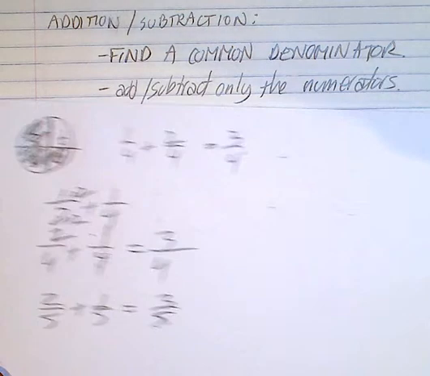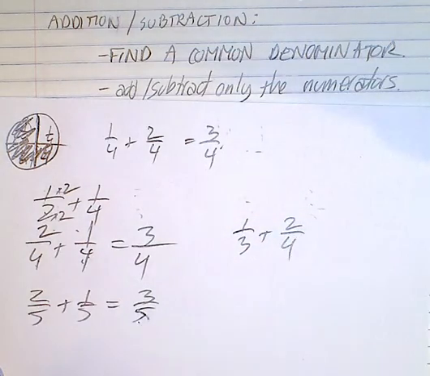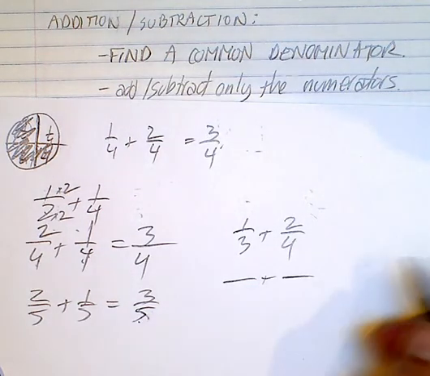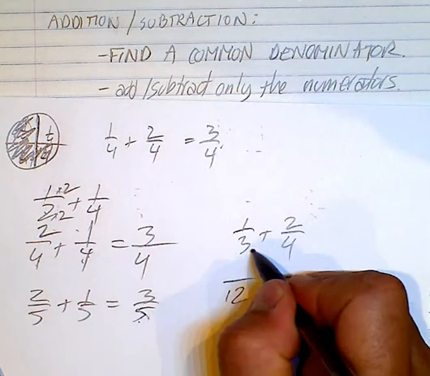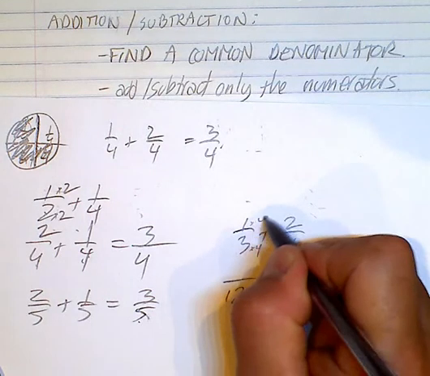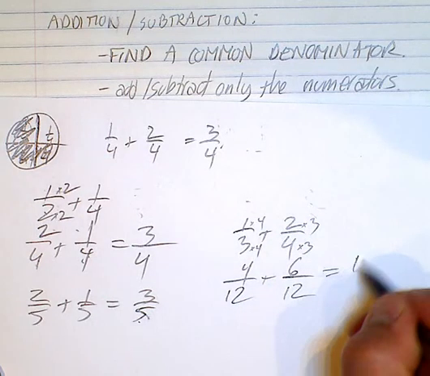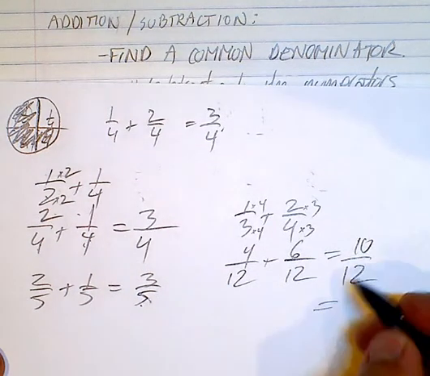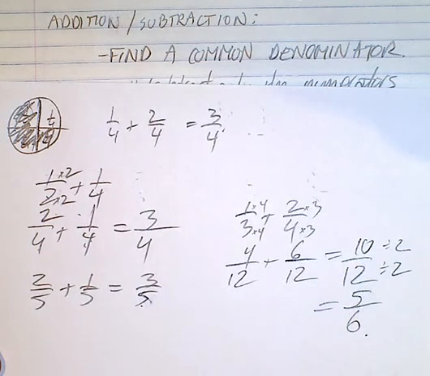Now, if you don't have the same denominator, 1/3 plus 2/4. Well, what do 3 and 4 both go into? A common denominator, or multiple, I should say. 3 and 4 both go into 12. So 3 times 4 is 12, 1 times 4 is 4. 4 times 3 is 12, 2 times 3 is 6. So 4 plus 6 is 10 over 12. Can you reduce that at all? Well, yes you can. 2 goes into 10 5 times and into 12 6 times. Okay? And there you go. So this is how we add and subtract fractions.